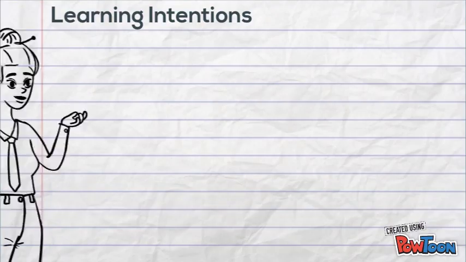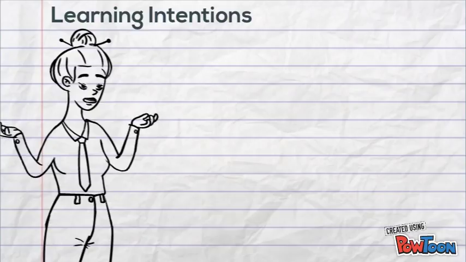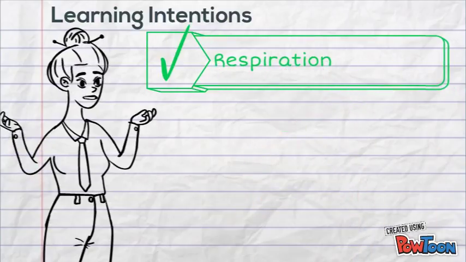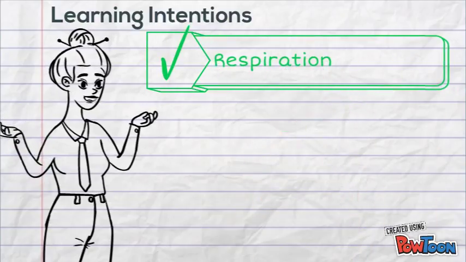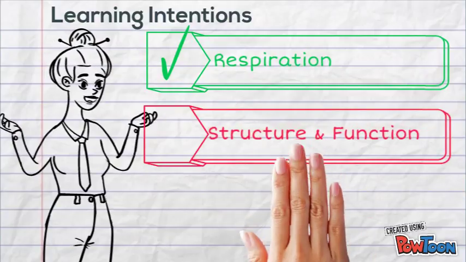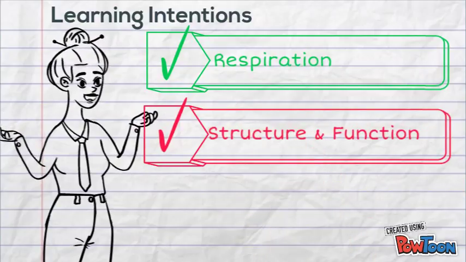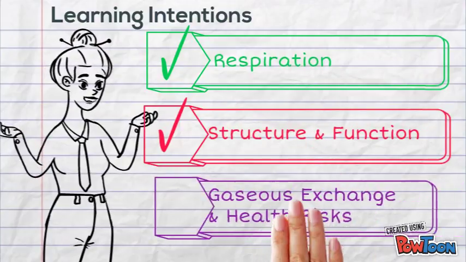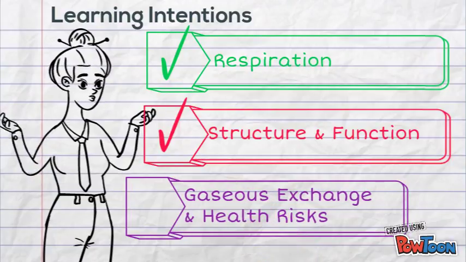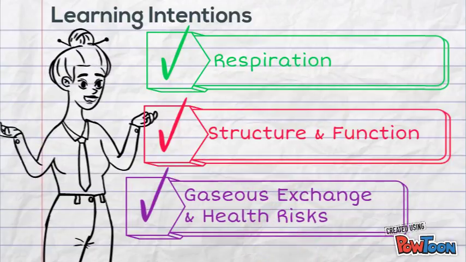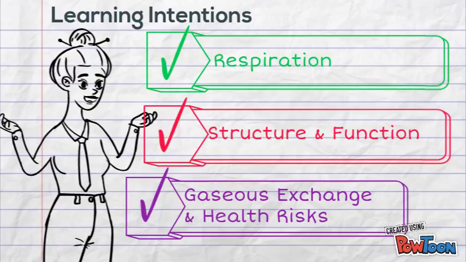Let's have a look at the learning intentions for today. First, we will learn about respiration, why it is needed and how it occurs in the body. Then we will look at the structure of the respiratory system and talk about the function of each part within it. We will look at the gases involved in respiration. And finally, we will talk about the possible health risks associated with the respiratory system.